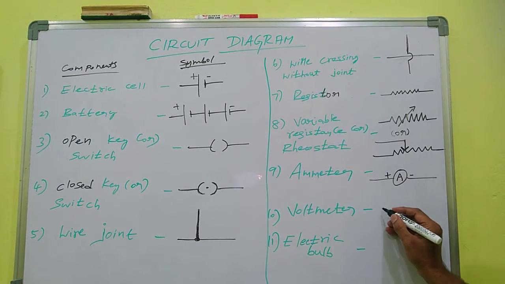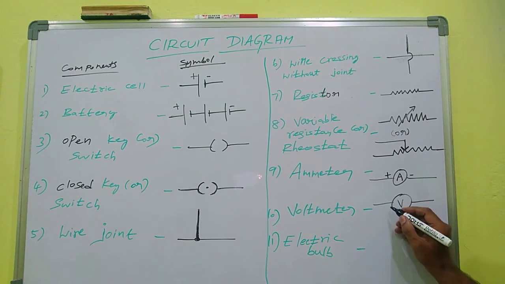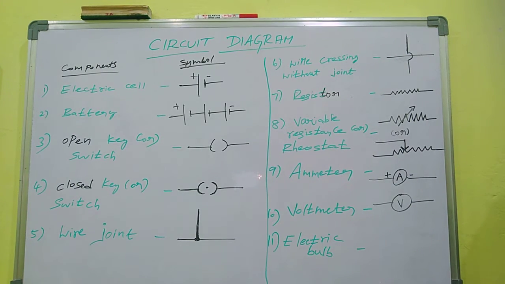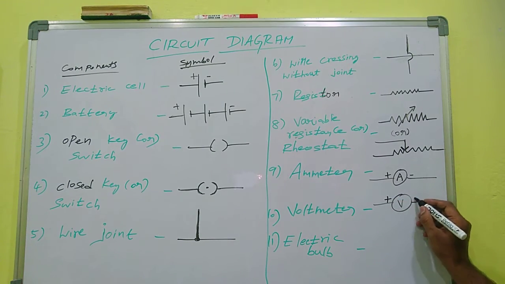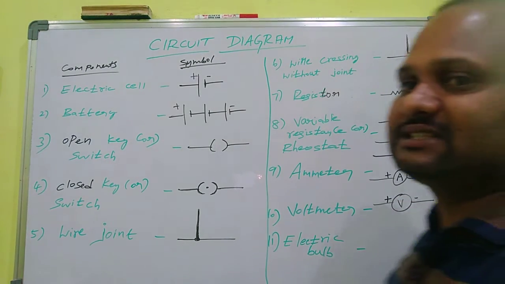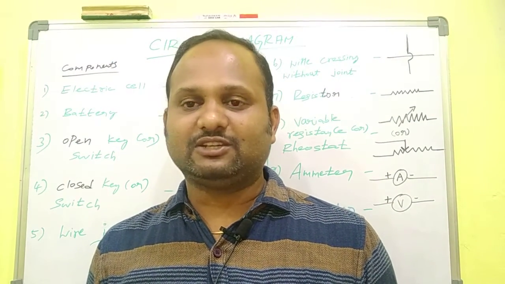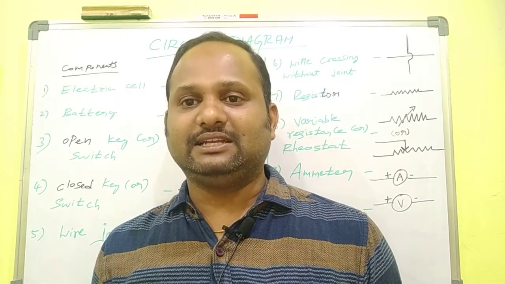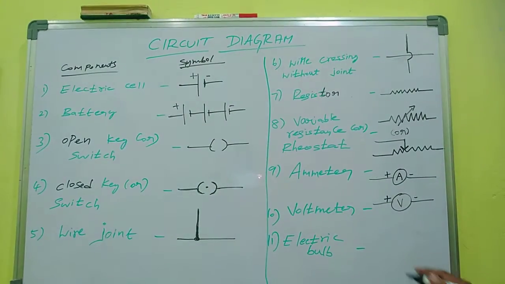Okay. Likewise, voltmeter. Voltmeter is an instrument used to determine the potential difference across two terminals in a circuit. The voltmeter is always connected in parallel with the component. Ammeter is always connected in series. So don't forget.